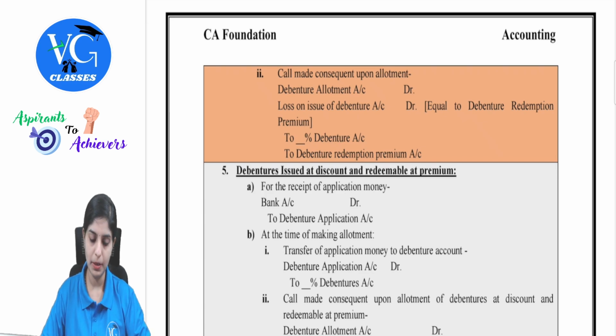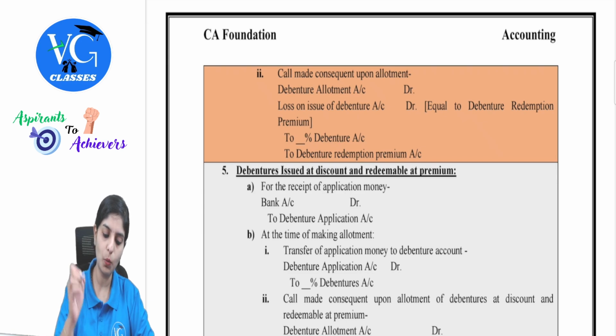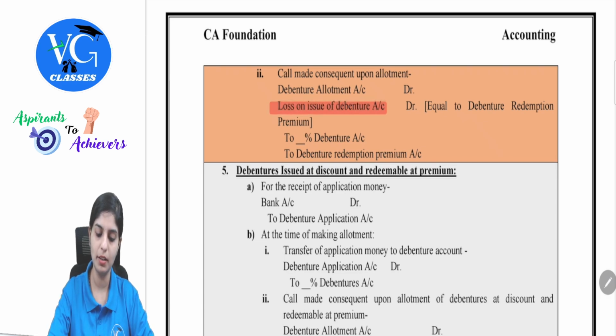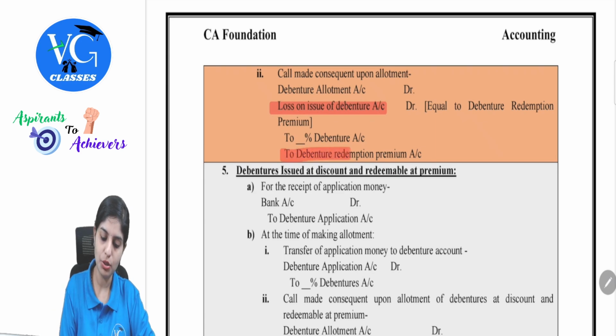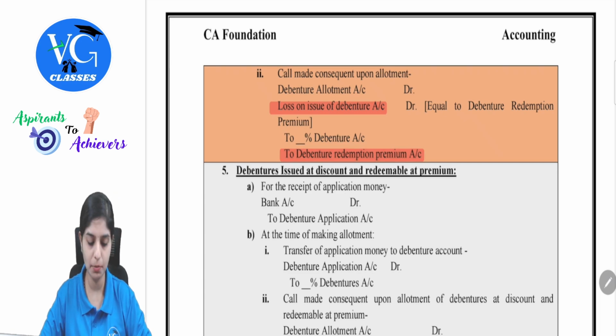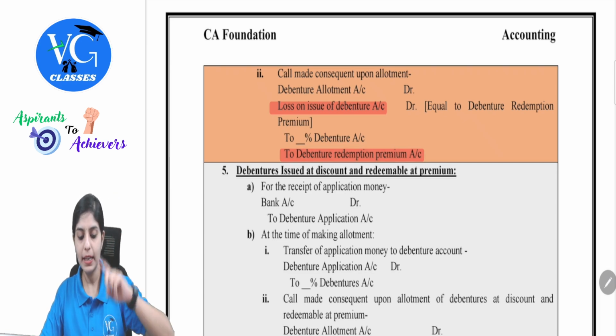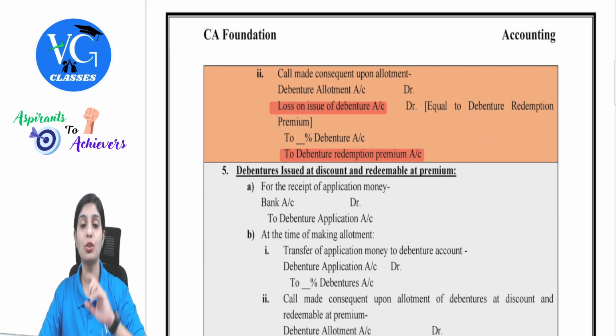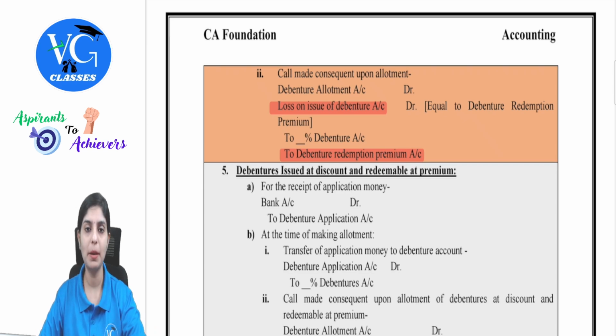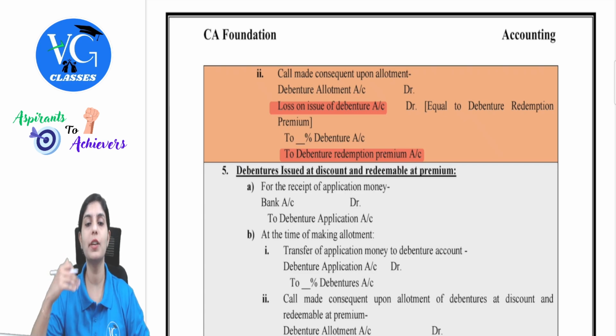Debenture allotment account debit. Observe one entry here. What do you see? There is a separate account getting debited, loss on issue of debenture account debit, to debentures, to debenture redemption premium account. So what does this mean here? First of all, why am I crediting debenture redemption premium? This is representing your future liability. That is, at the time of repayment, you have to pay the 2 rupees extra. So that is what is getting represented. That's why to debenture redemption premium account, or we can also call this premium on redemption of debentures.